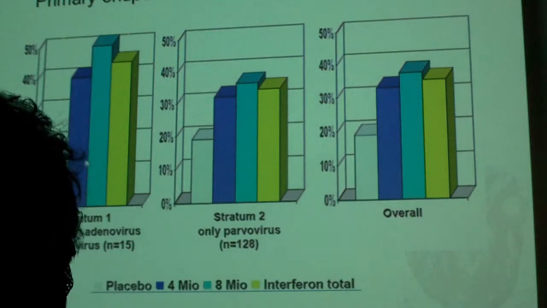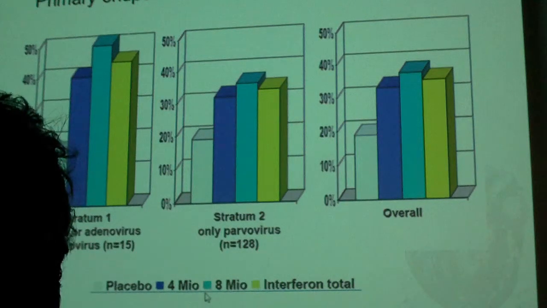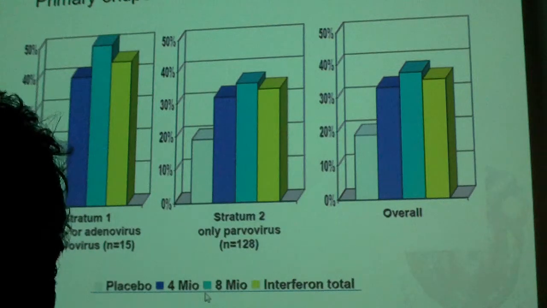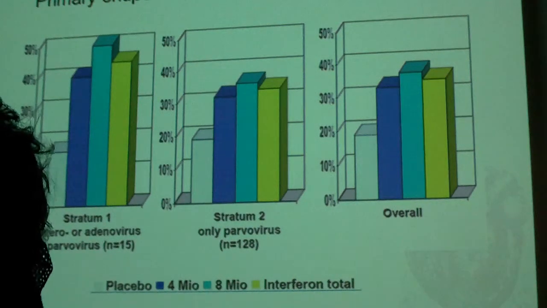And they had 3 groups, 4 million, 8 million, I think, and 12 million, but I'm not sure. And then they saw that the patients who had enterovirus or adenovirus improved a little bit, and the patients with only parvovirus did not improve as much, because it's known that the interferon does not work as well on the parvovirus, but they did see an improvement overall.